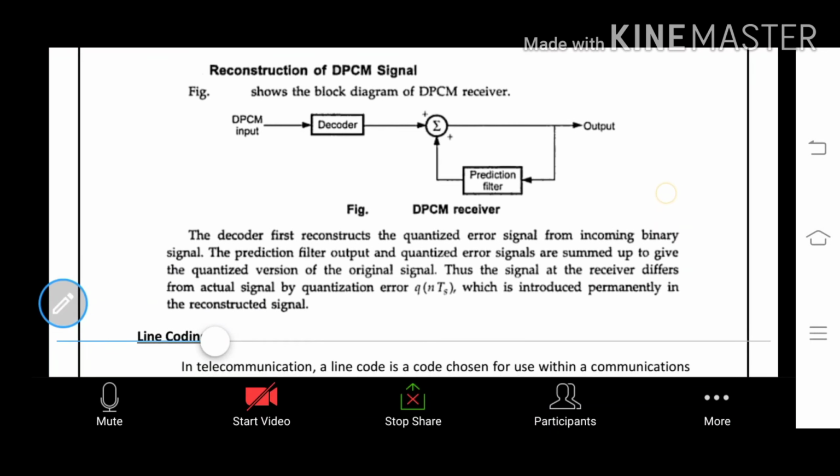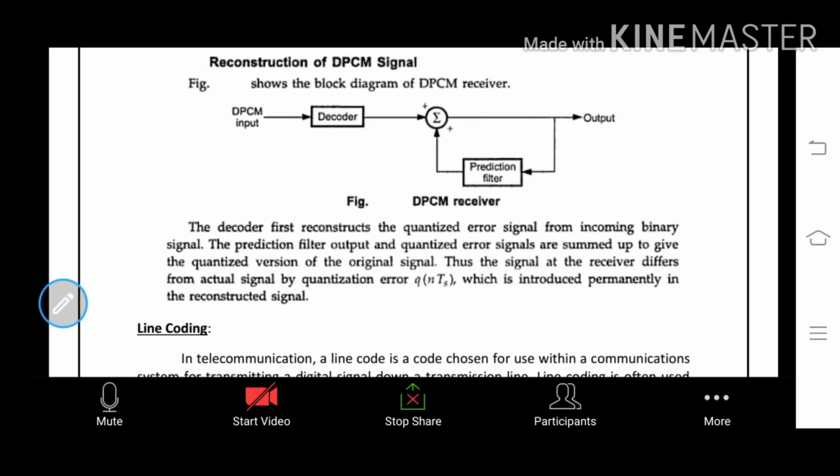Next we continue with the reconstruction of the DPCM signal. Reconstruction is nothing but the feedback of the system. Here the same filters are used, but the input signal is the decoded signal of the DPCM input. The comparator is used as a summation, and the same prediction filter is used. The prediction filter converts the output of the signal. Here we can also define the quantization errors.